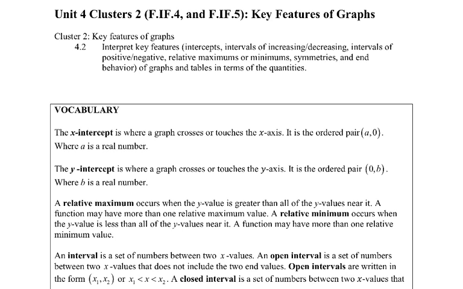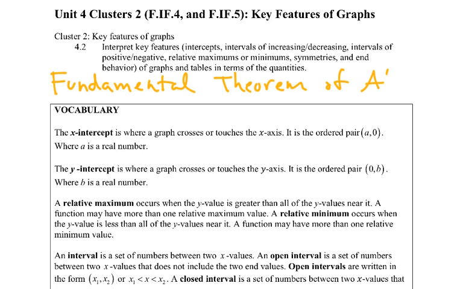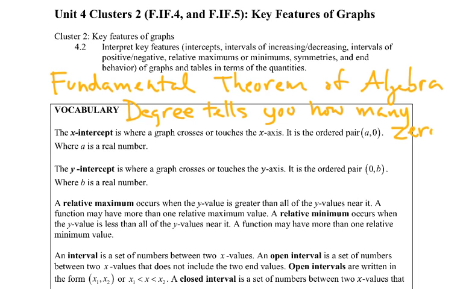And I guess this really isn't on your notes, but there's one thing we need to talk about. It's called the fundamental theorem of algebra. Okay? And it basically says this, that the degree of your polynomial tells you how many zeros you could have. How many x-intercepts, how many solutions for x, how many zeros that you have.